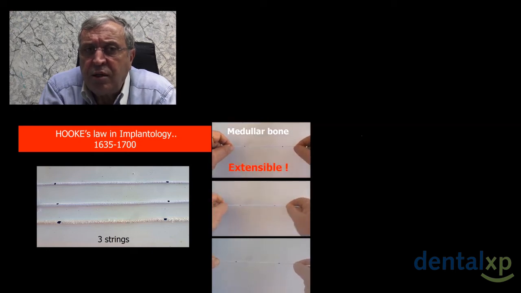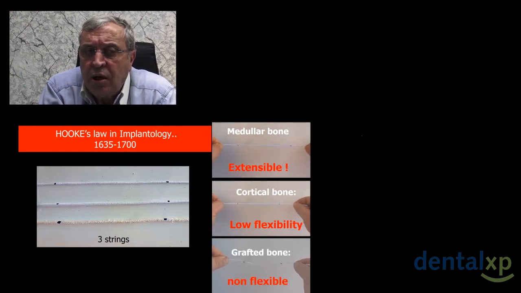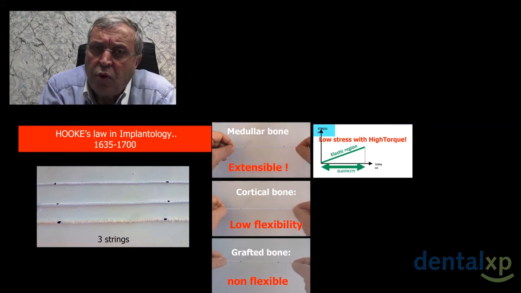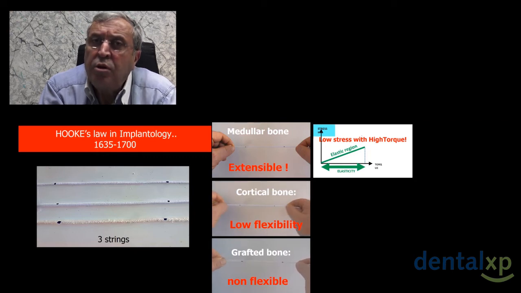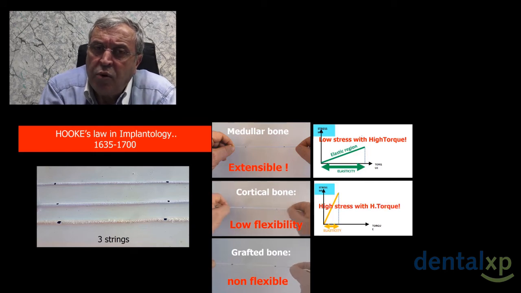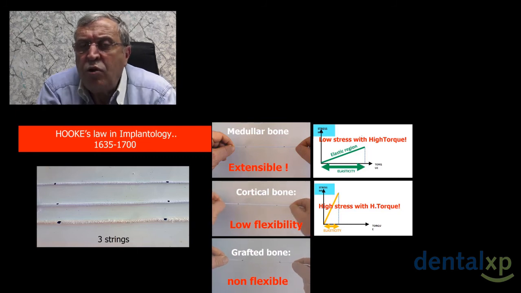The first one is the medullary bone. It's extensible. The second one is the cortical bone, low flexibility. The third one is the grafted bone. When you put an implant in the medullary bone, you can put a high torque. The stress is not too much because the bone is flexible. When you put an implant on the cortical bone, immediately you have a high stress when you try to put a high torque.